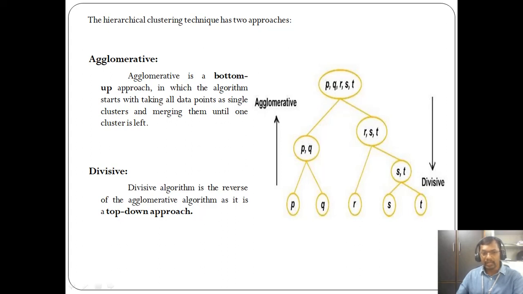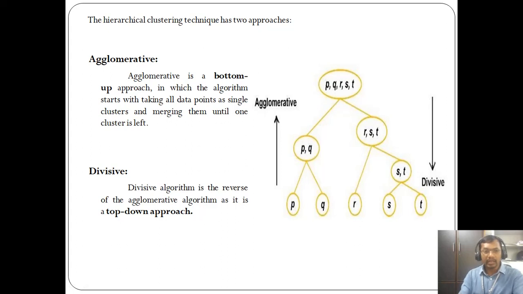In this algorithm, we start with all the data points as separate clusters, and after that it combines the closest clusters into a single cluster, and this is repeated until all the data points form a single cluster.